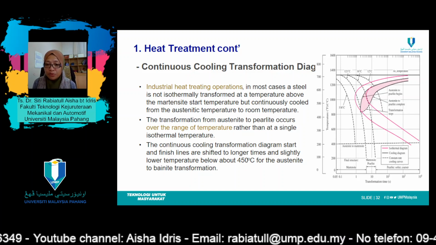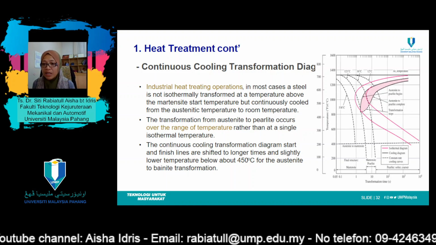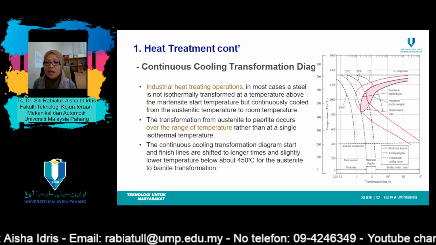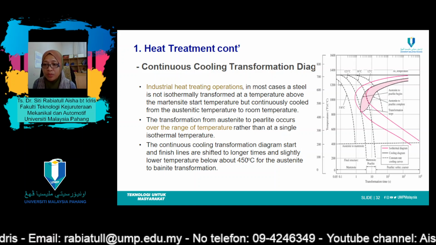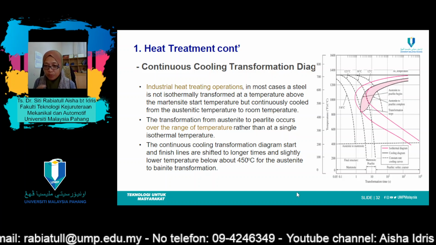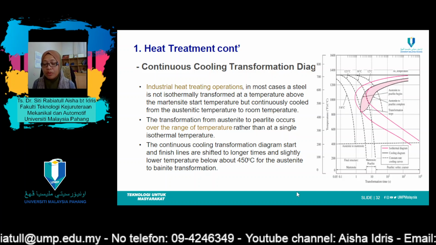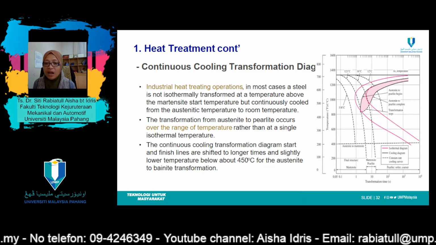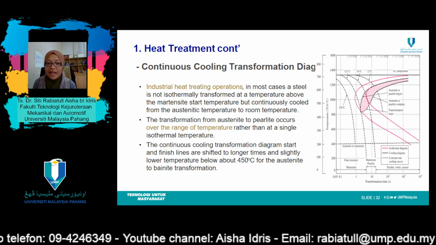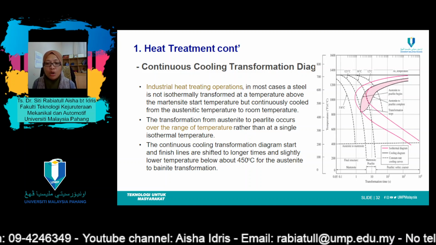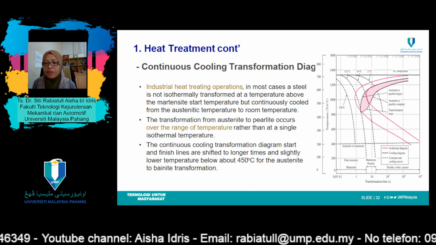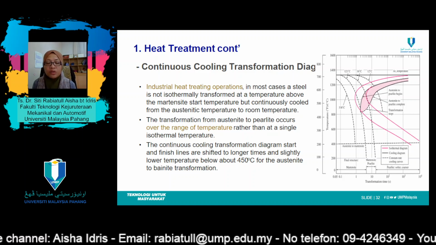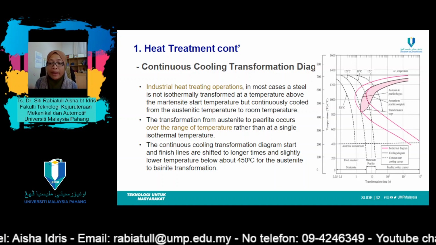Number two, the transformation from austenite to pearlite occurs over a range of temperature rather than a single isothermal temperature, as you look at this one. So that's a range of temperature. Don't worry, we'll see more examples afterwards. The CCT diagram start and finish lines are shifted to longer times and slightly lower temperature, below around 450 degrees C for austenite to transform into bainite.